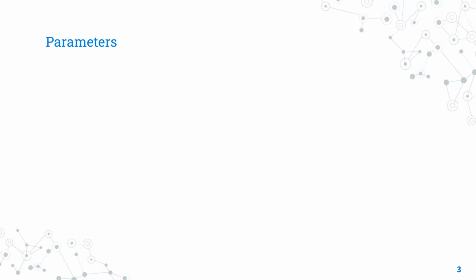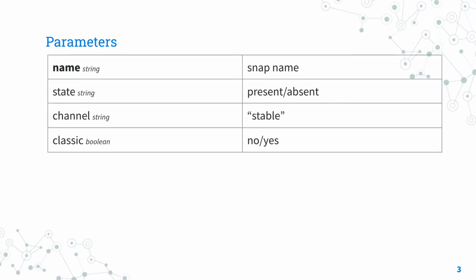Parameters. Let me summarize the parameters of the Snap module. The only required one is name, where you specify the Snap name to install or remove. The parameter state specifies if you would like to perform the install action, option present, or the remove action, option absent. The parameter channel specifies which channel to use, default the stable, but you can switch to others as well.